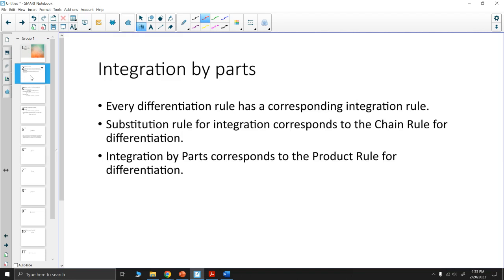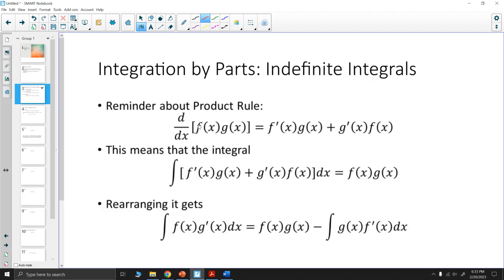So first of all, let's talk about some basics. Essentially, differentiation rules generally have opposites, right? The substitution rule, U sub, corresponded to the chain rule, and integration by parts corresponds to the product rule. If you recall, your product rule was the derivative of f of x times g of x is f prime g plus g prime f. So that means the integral of f prime g plus g prime f must be f times g. Doing a little bit of rearranging, we split this integral into the two sums, and then we solve for this one here.